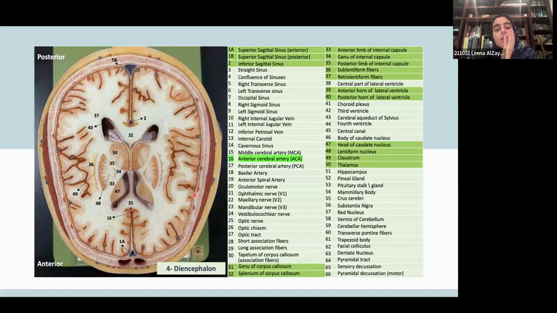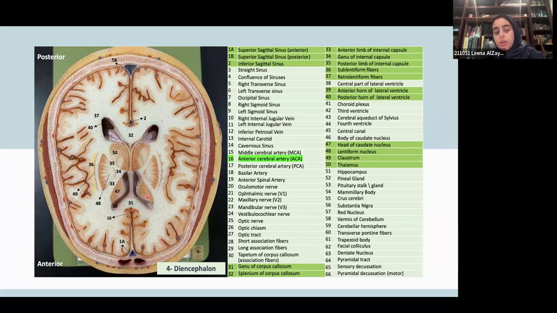And then we have another cross section. Again, we're repeating the same thing. Here we're anterior, here we're posterior. This is the superior sagittal sinus, and again this is the splenium of the corpus callosum, and this is again the genu of the corpus callosum.